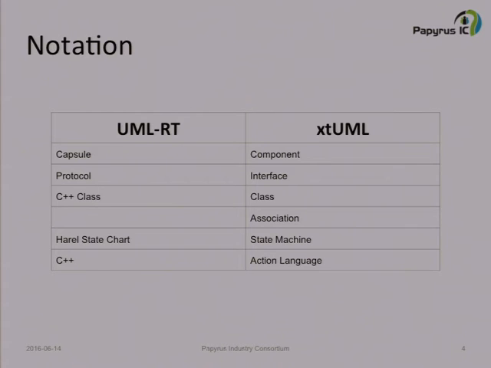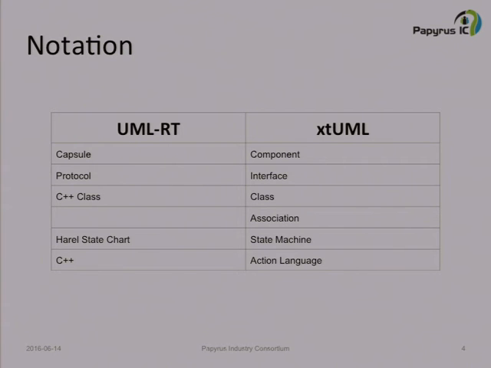Now the notation. If you looked at a UML-RT model and you looked at an xtUML model, you'd see quite a bit different. You'd see some similarities that we showed in the diagram, where a component in xtUML looks like a capsule in UML-RT. But when you get below that level, things start to get quite a bit different.